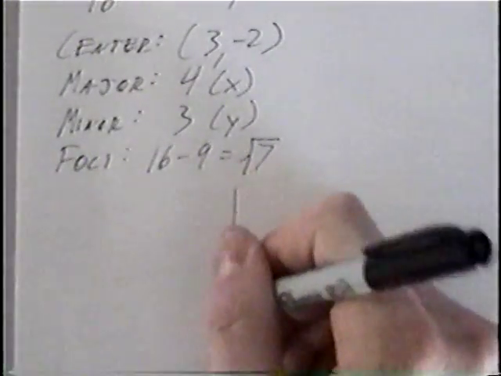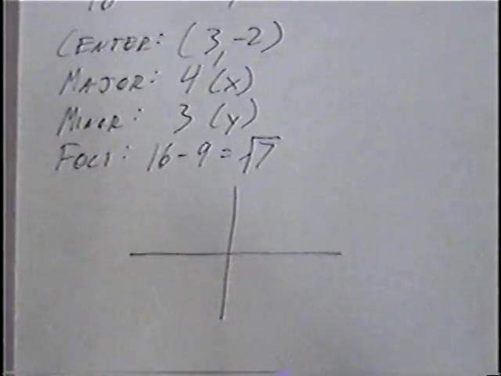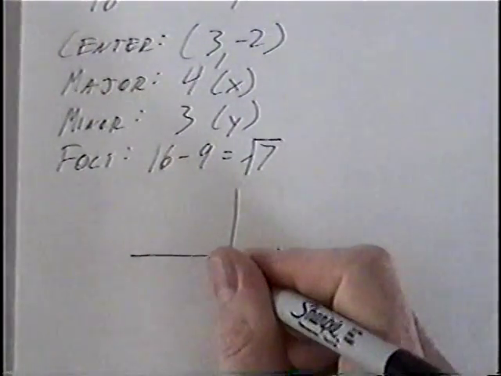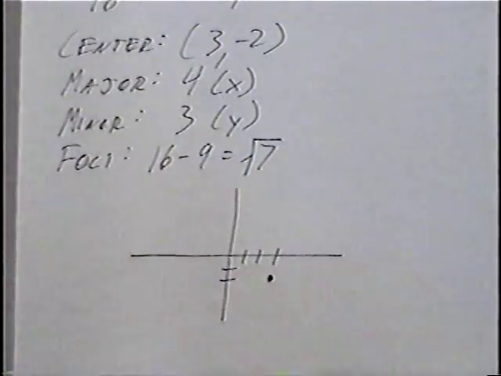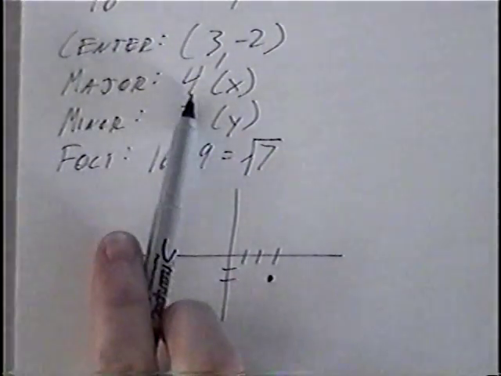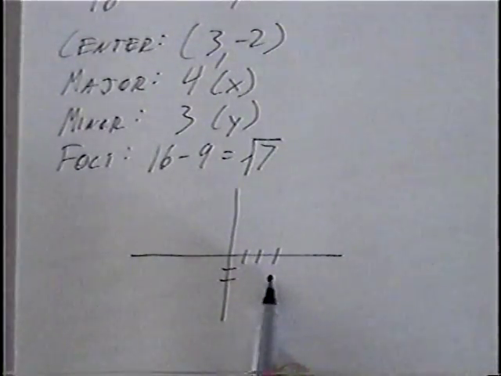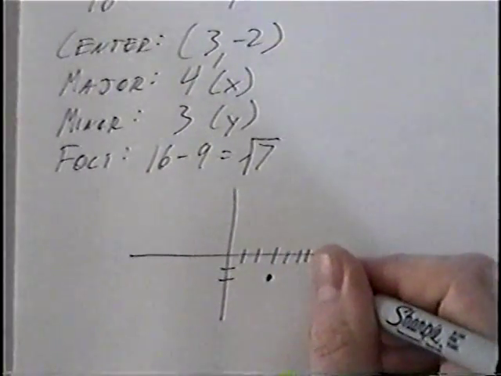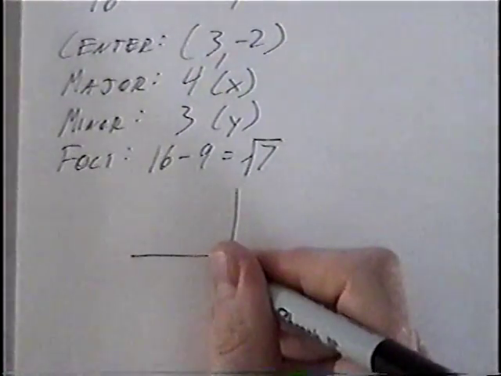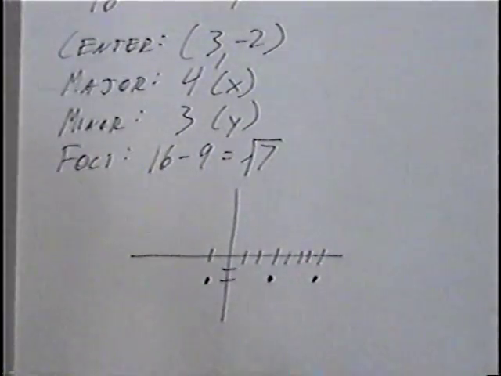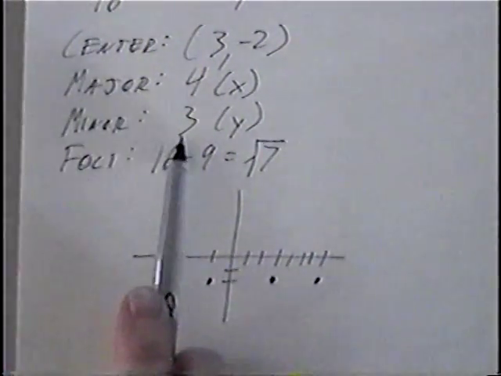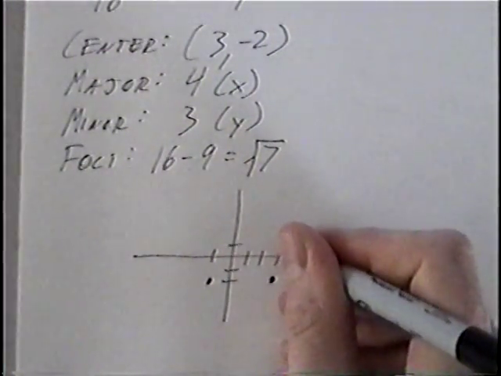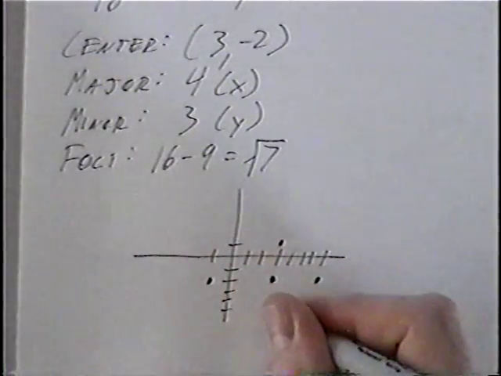To graph from here, we can draw the xy axis. The center again would be at 3, negative 2. The major axis is 4 units in the x direction. So in the x direction, which would be left and right, we'll go 4 units each way. So 4 units to the right and 4 units to the left. For the minor axis, which would be shorter, in the y direction will only be 3 units. So we'll go 3 units up and 3 units down.